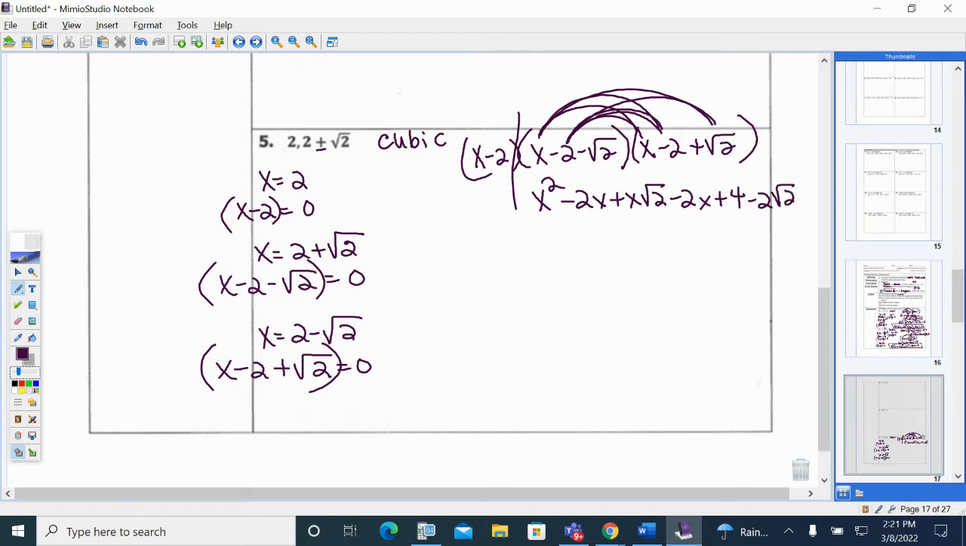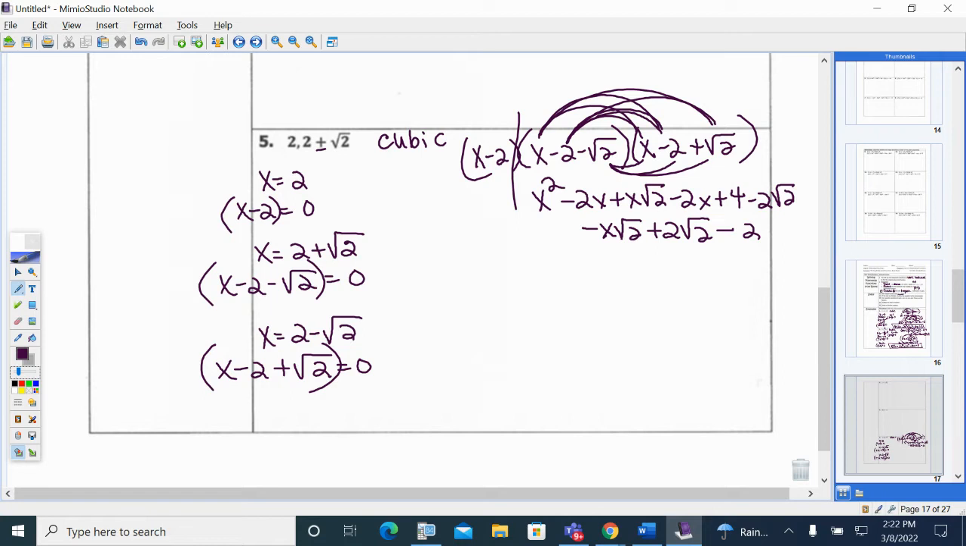And then lastly is the negative radical 2 times x. I'm going to come down below, is a negative x radical 2. Negative radical 2 times negative 2 is a positive 2 radical 2. Negative radical 2 times a positive radical 2 is just going to be negative 2. Some folks are still struggling with the radical times a radical. The radicals go away, leaving you with just the number underneath.